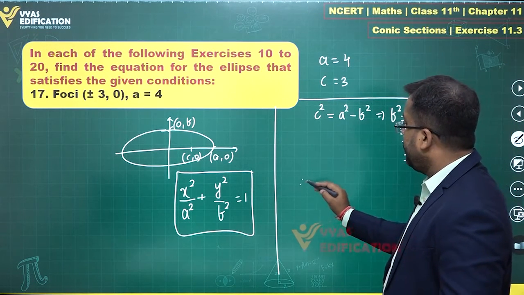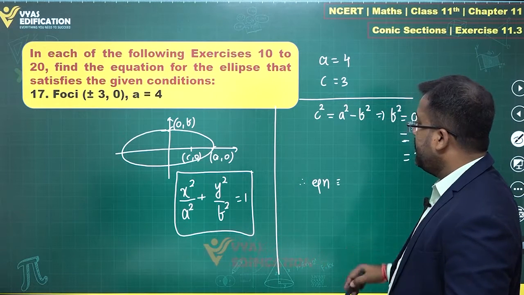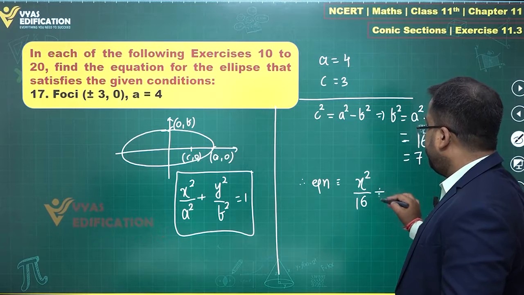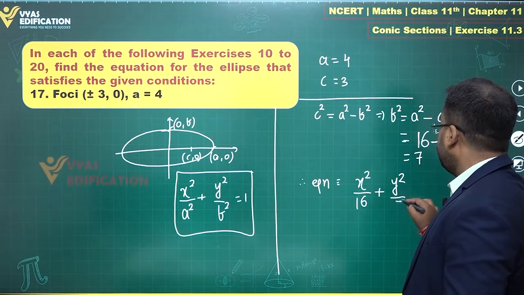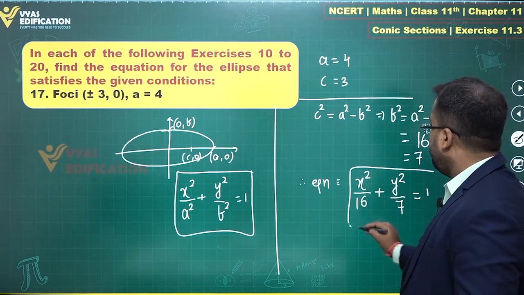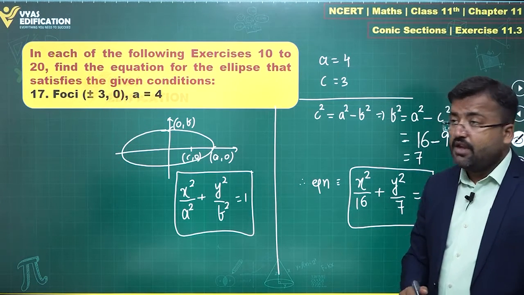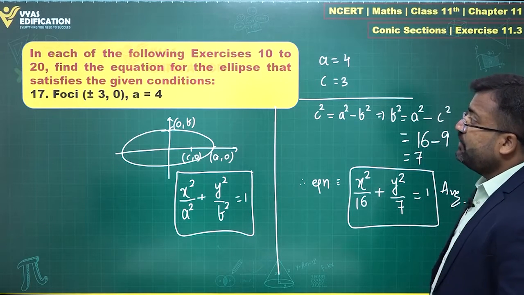Therefore, the equation of this ellipse becomes x square upon a square plus y square upon b square is equal to 1. This is the required equation for this question, right? This is the 17th question for us.